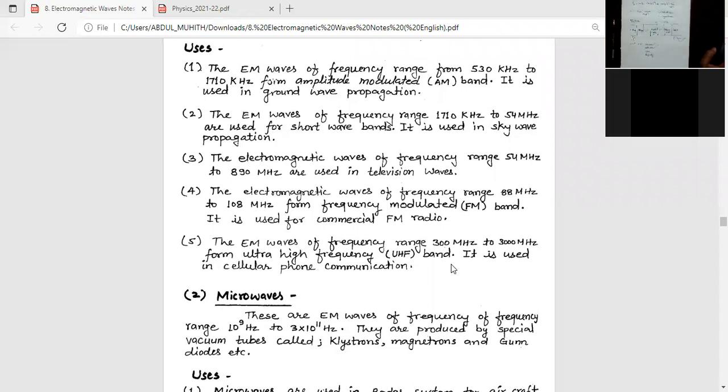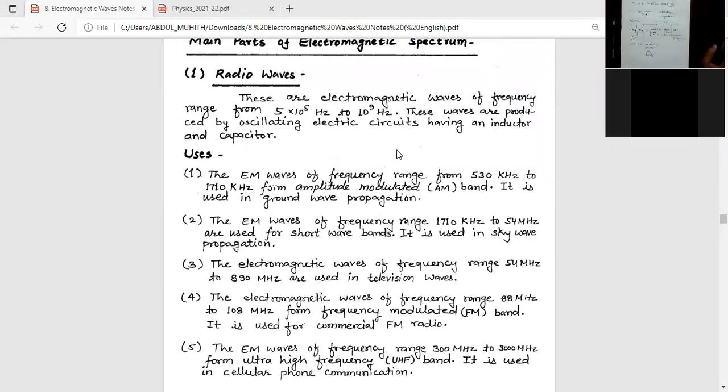Now see here, cellular phone communication. These are the uses. First we started with the production. How did we produce? We need an LC circuit, inductor and capacitor. With the LC circuit we produce electromagnetic waves, and the frequency is given here. And next, these are the uses. They have ranges actually, a different range for different wave bands.